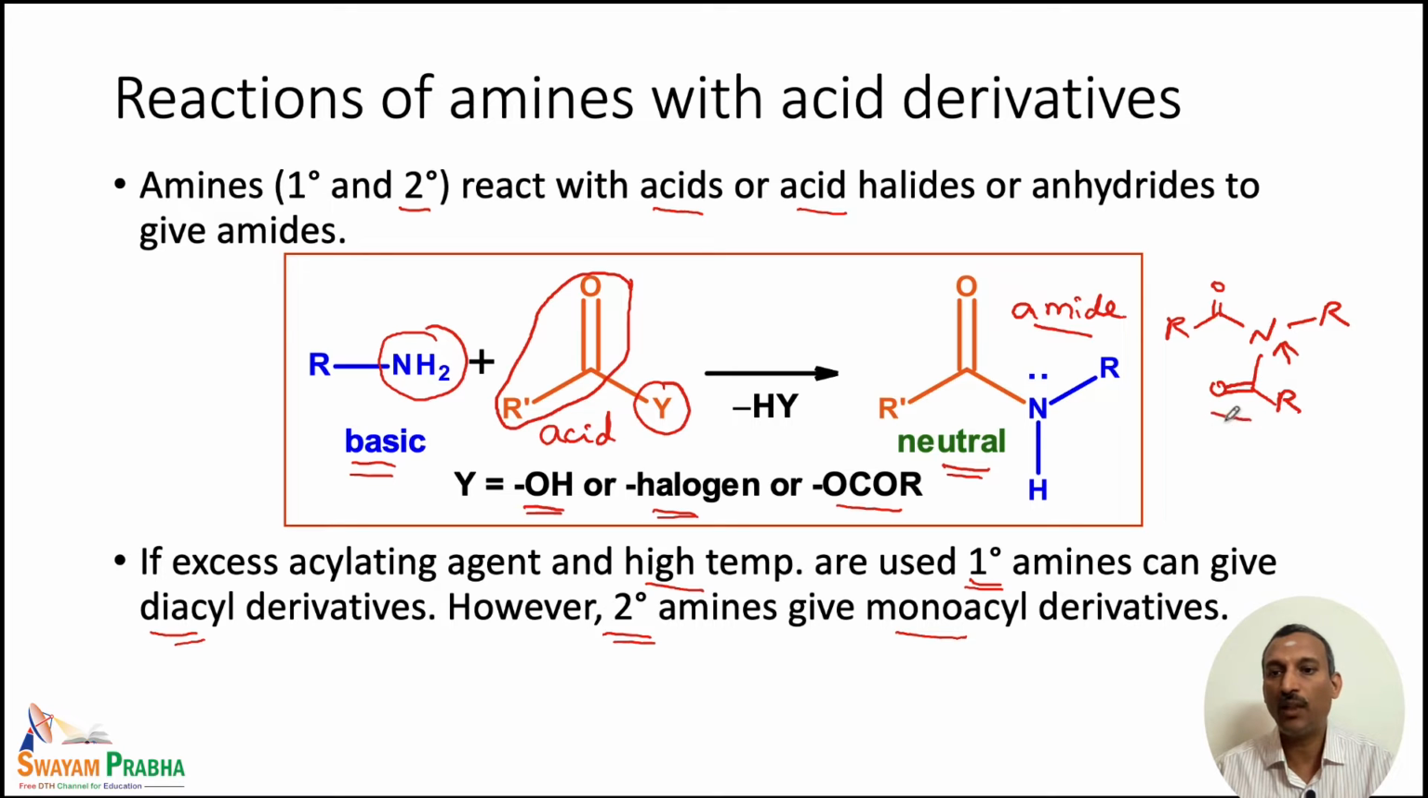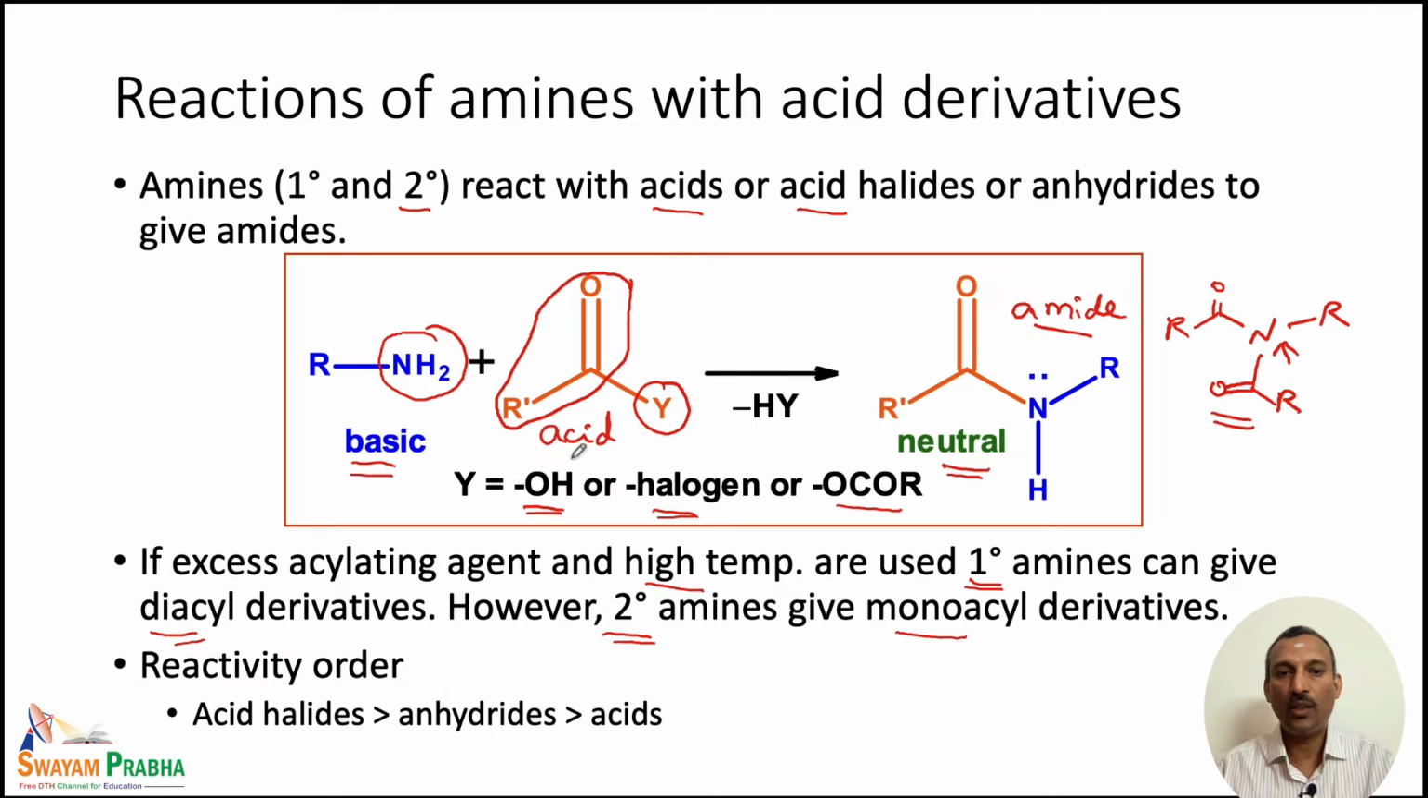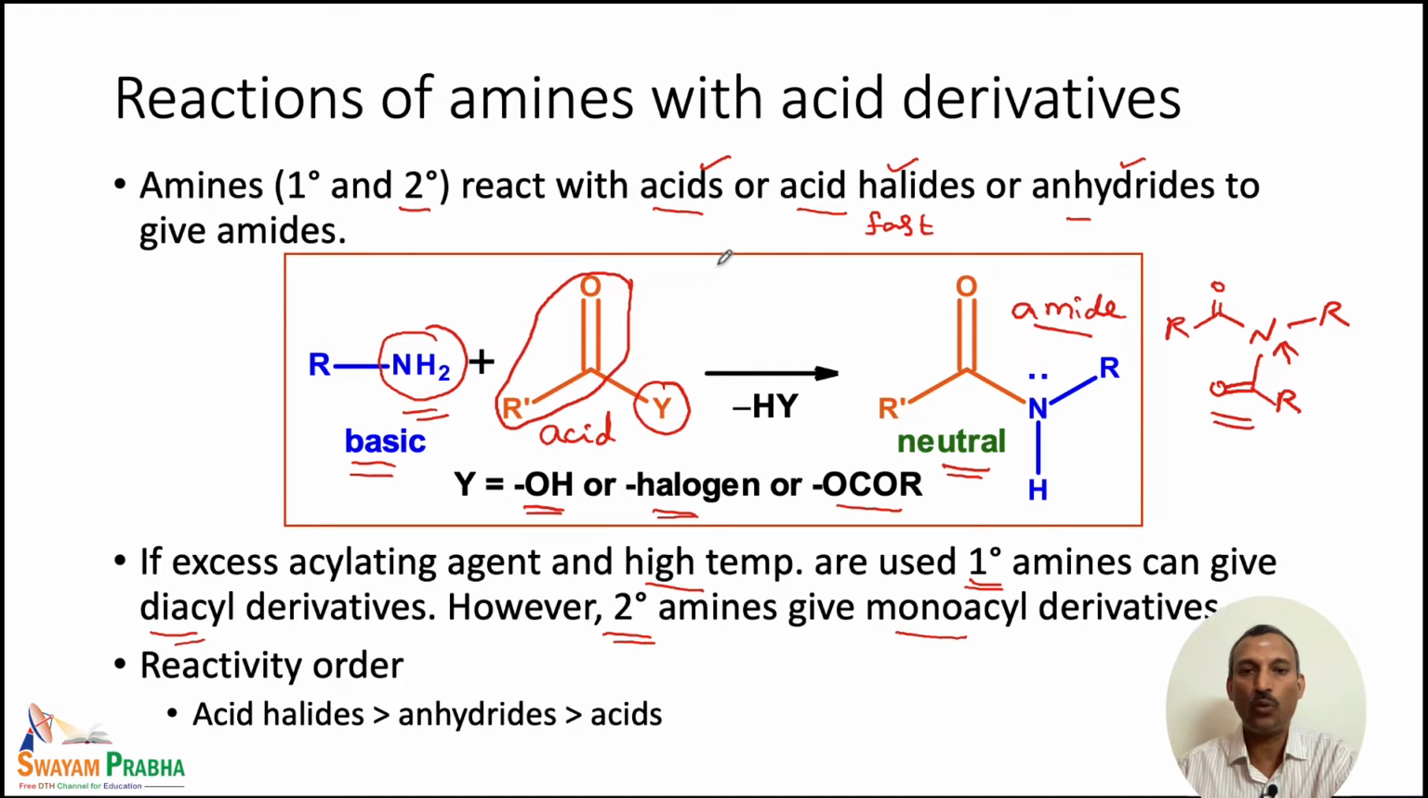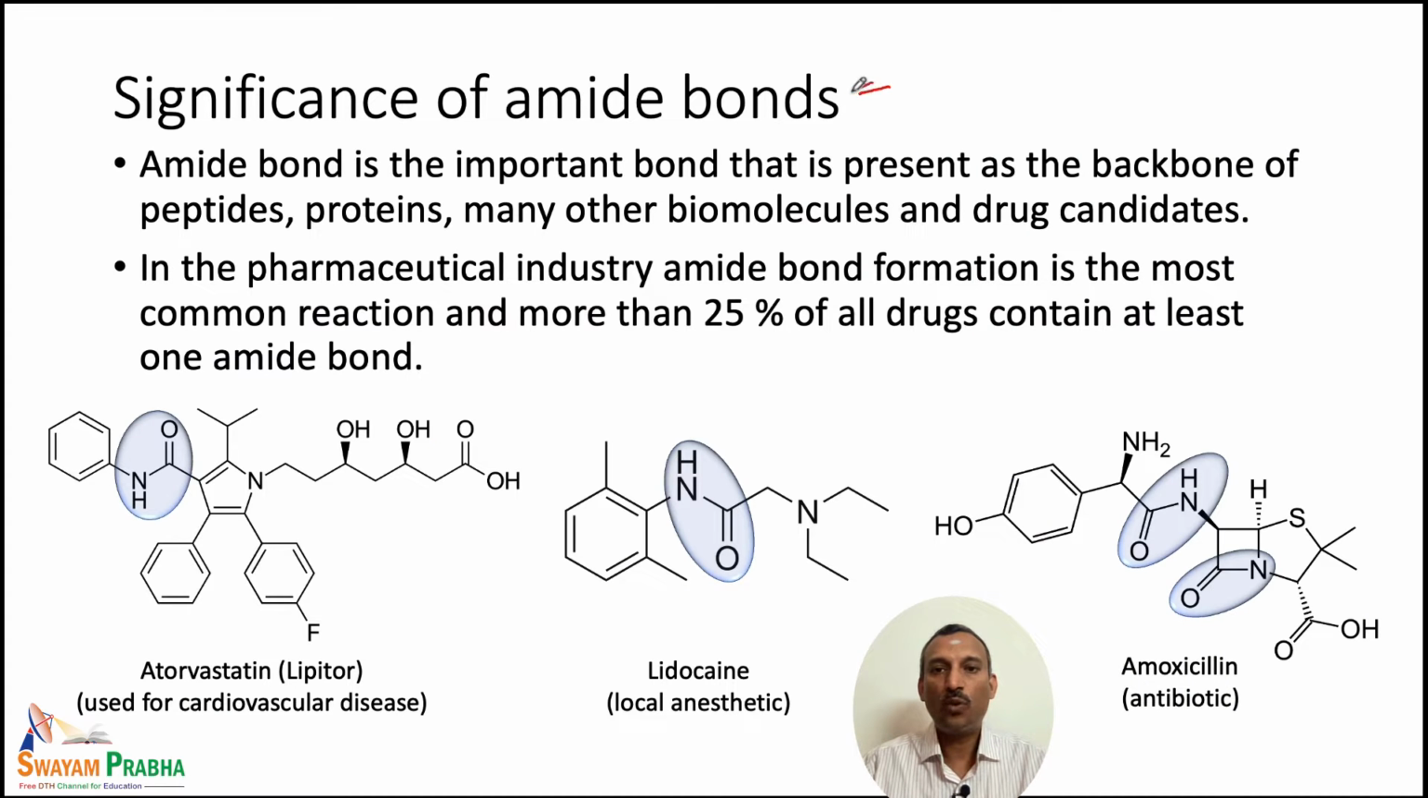So we have a diacyl derivative as shown here. When we look at the reactivity of the acids, acid halides and anhydrides, the acid halides react very fast, followed by anhydrides, then acids react very slow. So this amide bond formation reaction is the acylation reaction. Here acid halides react very fast with amino derivatives, followed by anhydride, and finally acids react much slower. Why do we have to look at the amide bond?